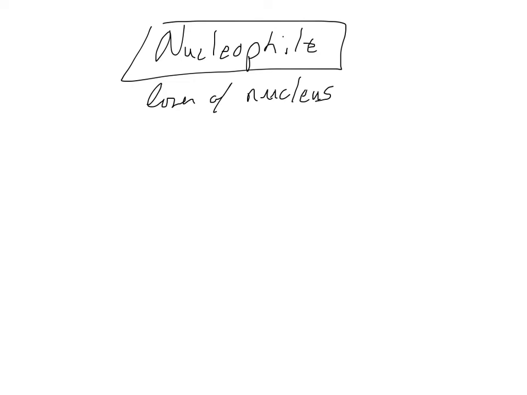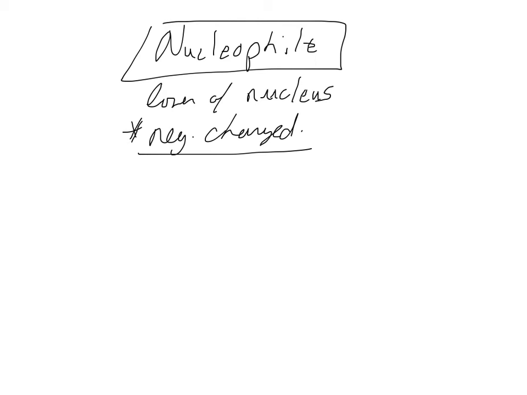Right, the lover of the nucleus. So they like positively charged things. So if I love positively charged things, I myself am negatively charged. Right? Opposites attract. Nucleophiles are negatively charged. They like things that are delta plus or plus charged.